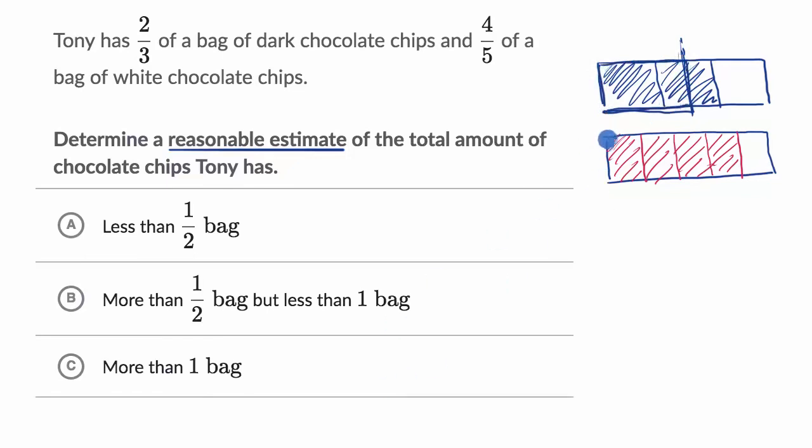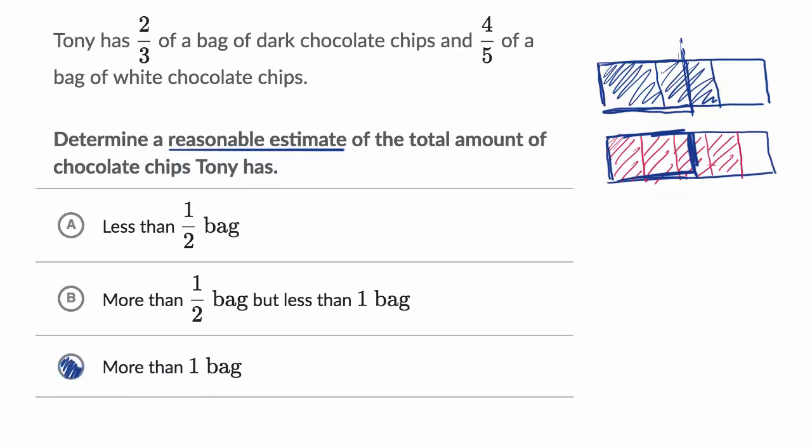And then we also see that 4/5 is more than a half. If you had a half, it would have been about this far. So you can see that you're adding two things together that are both more than a half. And if you have 2 halves of something, that would be a whole. So if you add together two things that are each more than a half, you're going to have more than a bag of chocolate chips. So I like this choice right over here.